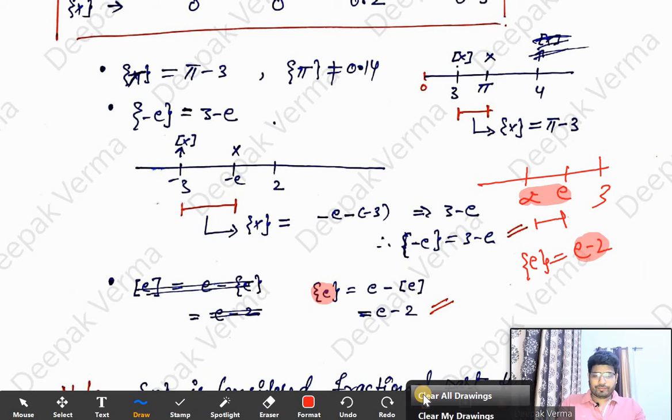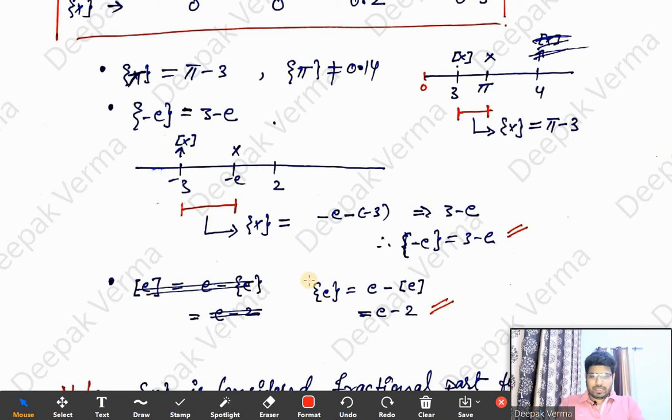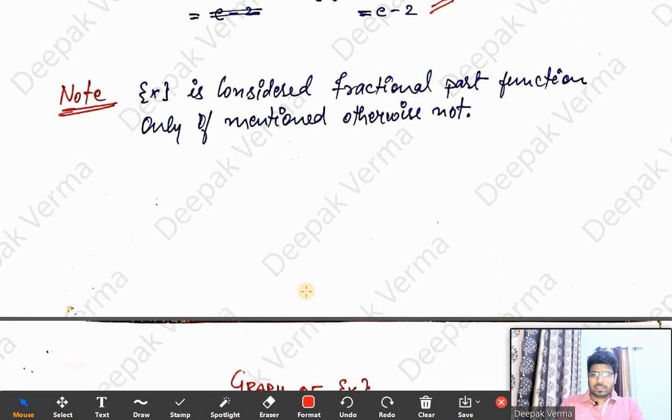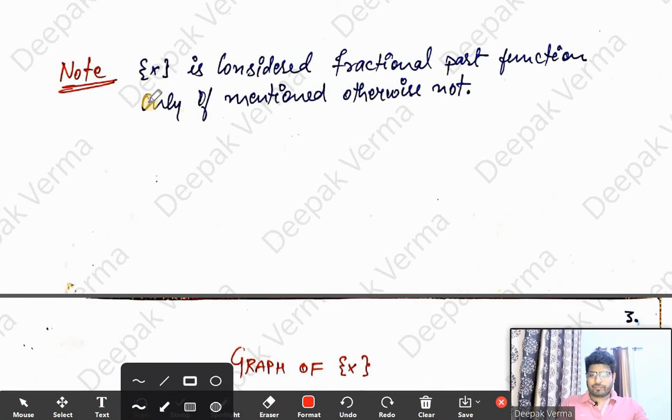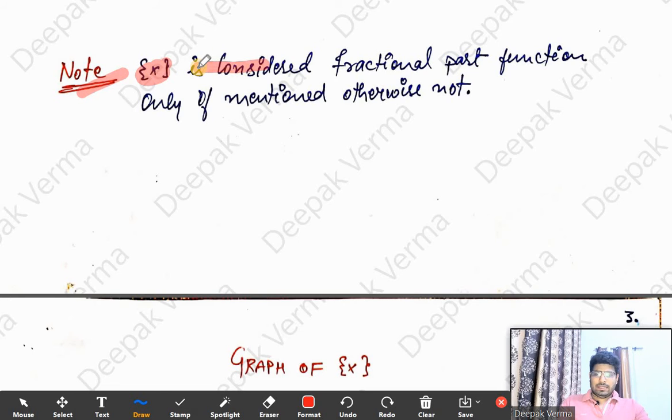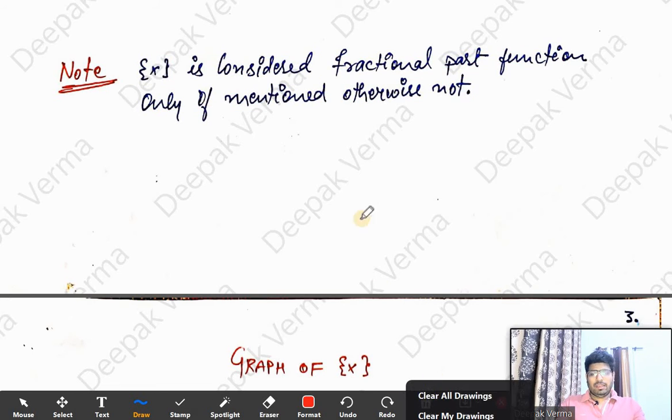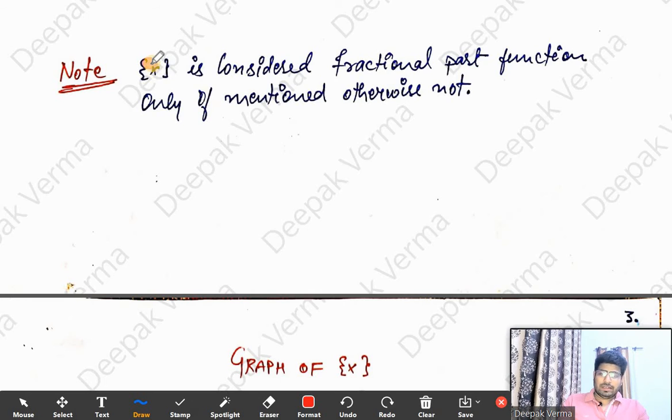Now, so far whatever we have learned, I hope you got all the points. So note it down. Fractional part of x is considered the fractional part function only if mentioned, otherwise not. In the question, if it is mentioned that this symbol, this representation, is the fractional part, then only you can consider it as a fractional part, otherwise not. Is it clear?